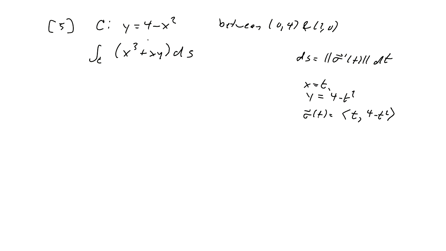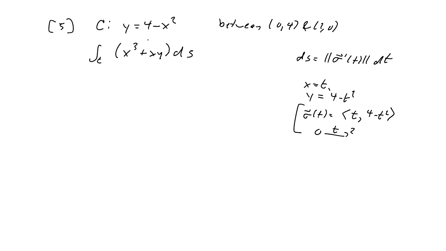Let's figure out the bounds on t. If I want to start off at 0, 4, then notice that since x is t, that means that t would have to equal 0. And if I want to end at 2, 0, then that would mean that t had to equal 2. And we can check real quick. If we plug in 0, we get 0, 4, which is good. And if we plug in 2, we get 2, 0. So this is looking good.